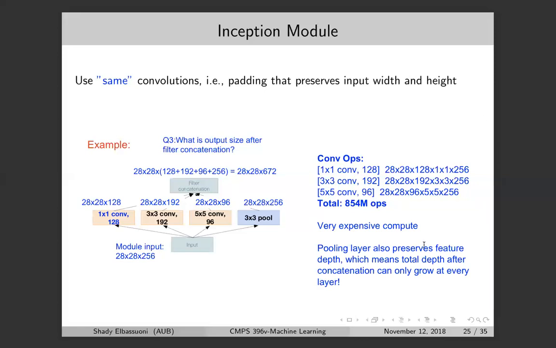Then notice that the pooling layer also preserves the feature depths, so it preserves 256. After the filter concatenation, you extend the size. So the size only grows after every layer; it doesn't decrease. It either stays the same or grows after every layer, because you have at least 256 here. The depth is at least 256 plus the number of filters from the convolutions.